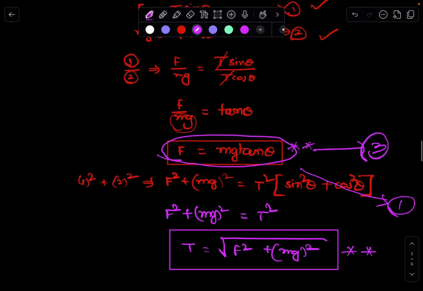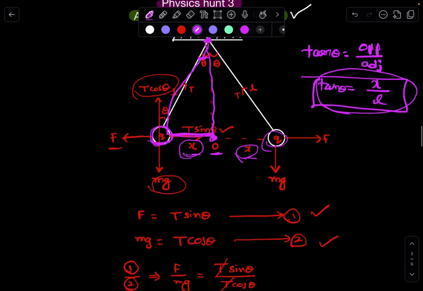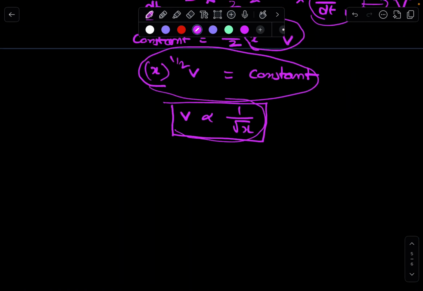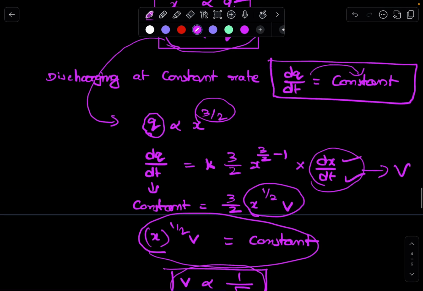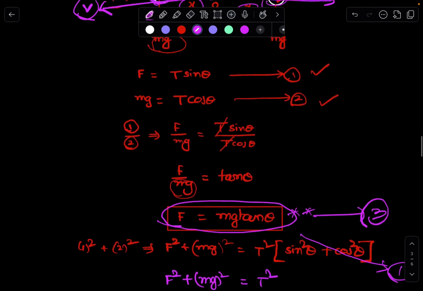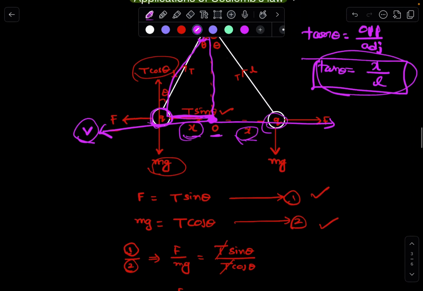That means velocity with respect to distance. Initially the charge will be at the center. Whenever two equal charges are present, these two charges repel each other and move in the outward direction, right? Whenever it is moving in the outward direction, definitely a speed is developed. So we calculated the speed formula also here, correct or not? So v is inversely proportional to root x. This topic is most important, especially for NEET and JEE students. Not for board level.